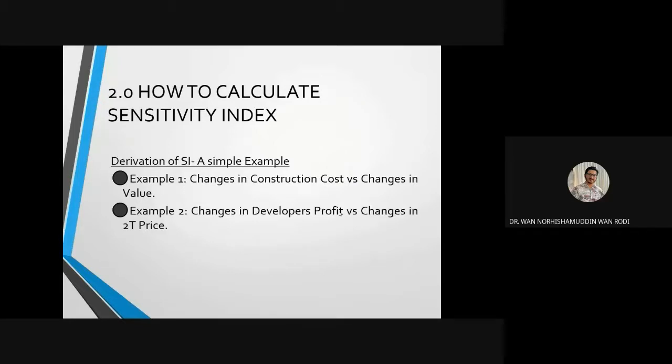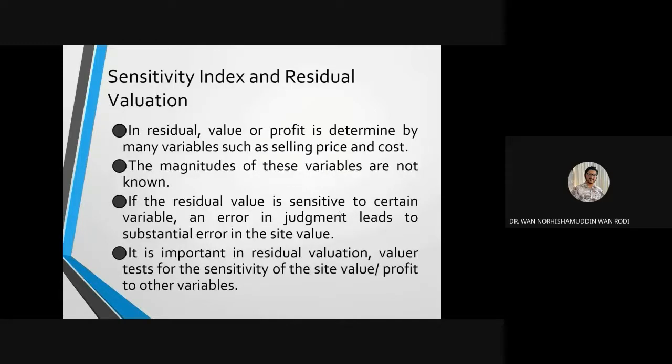How to calculate the sensitivity index? You have to have a complete set of residual calculations where everything is perfect. The formula is there, and then you are linking it with one another within the cells. So in this slide, I will provide you with example 1 and example 2, with changes in developer's profit and changes in two-story terrace price.